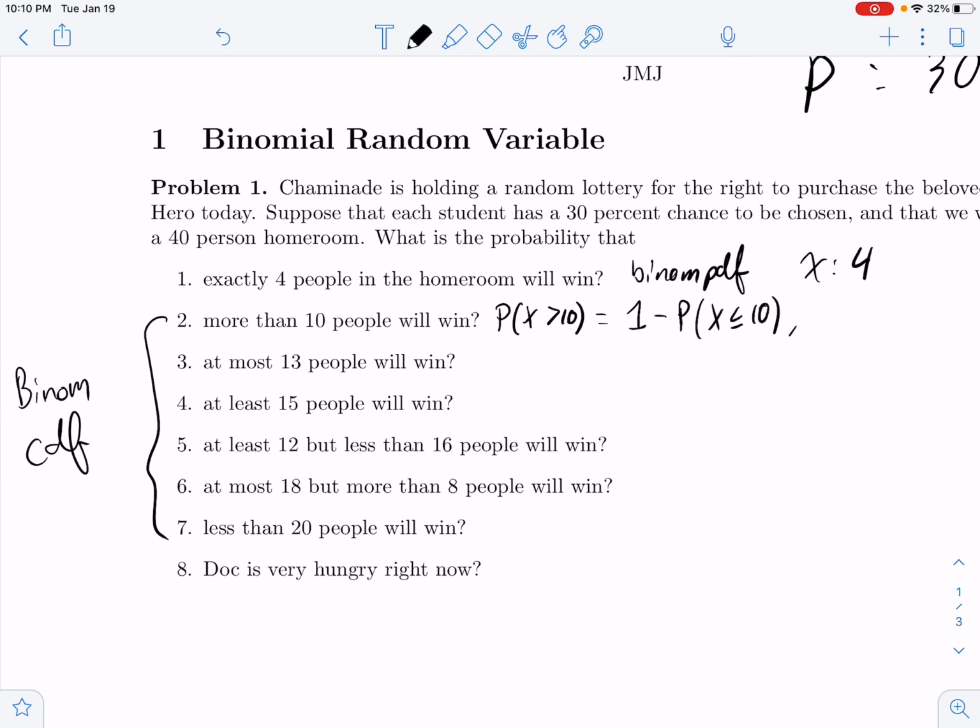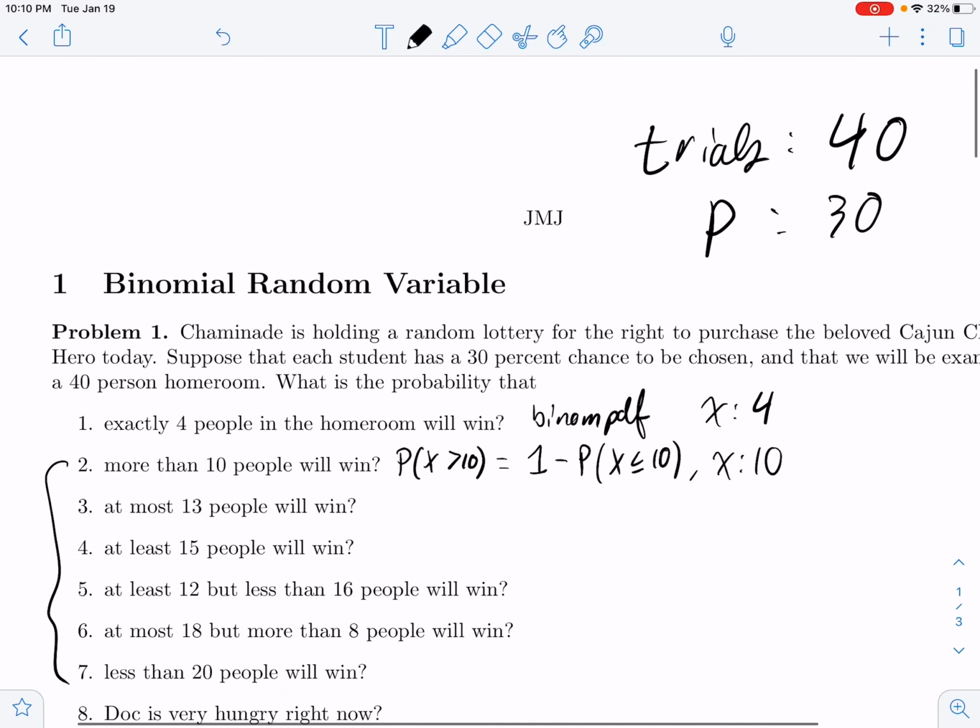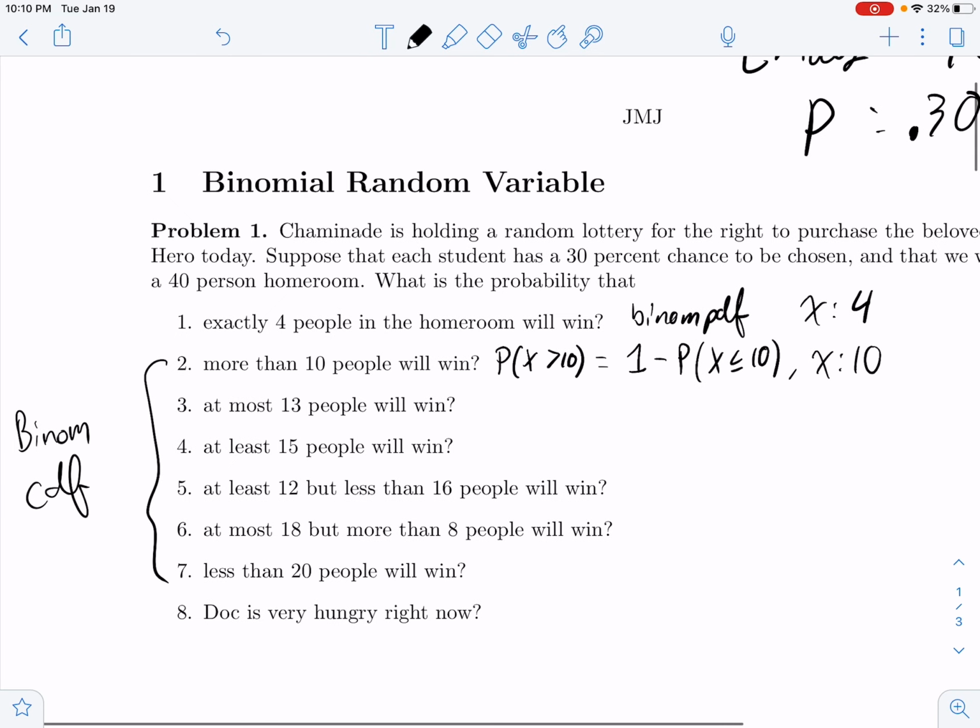So our X is 10. On your answer key, you'll get what all the numbers are supposed to be. But if we're going to plug this into the calculator, we do binom CDF, still with 40 trials, our probability is 0.3, not 30, 0.3. And then we plug in 10. That gets us this number, and then I subtract it from 1 to get my final answer. All right? So at most 13 people, that's the probability that X is less than or equal to 13. So this is just our binom CDF, X is 13.